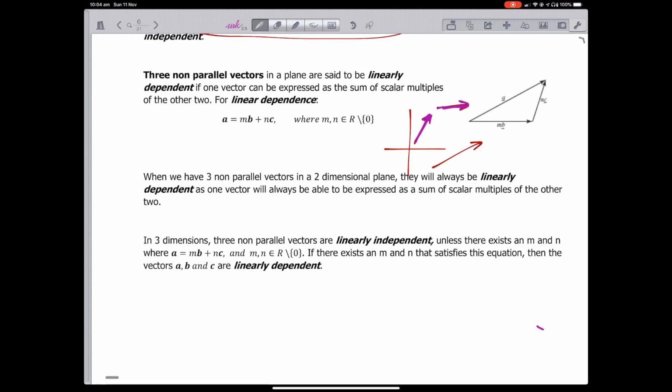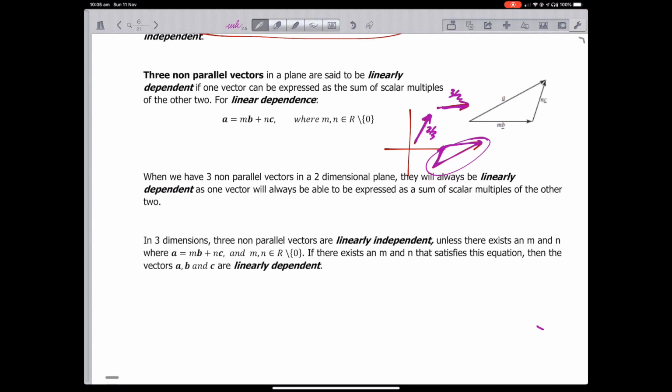If I wanted to make this vector, this one here, I could say 2/3 of that one, and then plus 3 on 2 of that one. Together, when I add those two vectors together, I can make up this third vector. So in a two-dimensional plane, if you've got three vectors that are not parallel, then those vectors are always going to span the whole plane. Okay, so if they span the whole plane, then they're all linearly dependent.